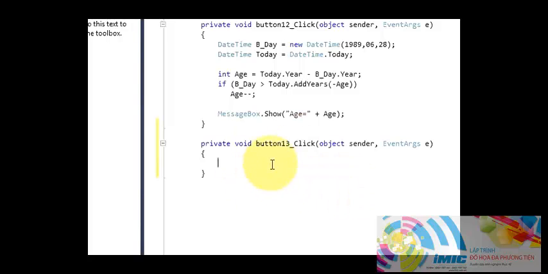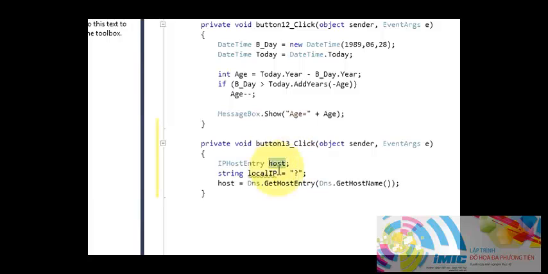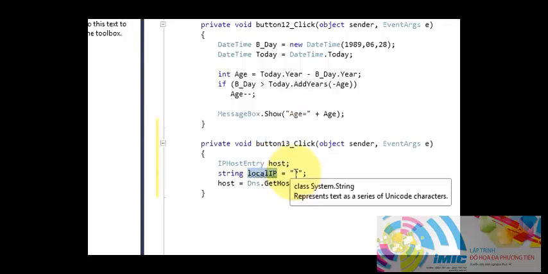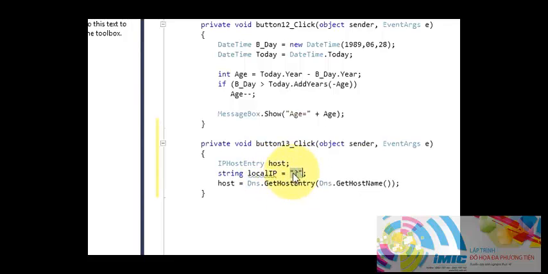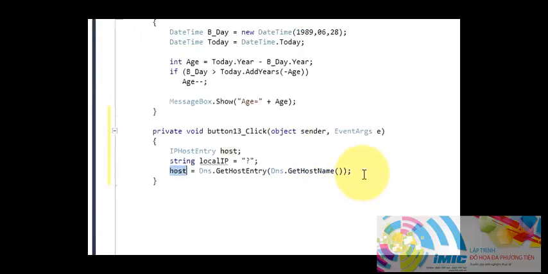will declare some variables which are these. So write IPHostEntry and give it a variable name, in my case host, and then declare a string variable which will show the local IP address, equal to some initialization. So I have done this: a question mark, and then write this, copy this. The host variable is equal to Dns.GetHostEntry, and in the brackets write Dns.GetHostName, brackets closed.